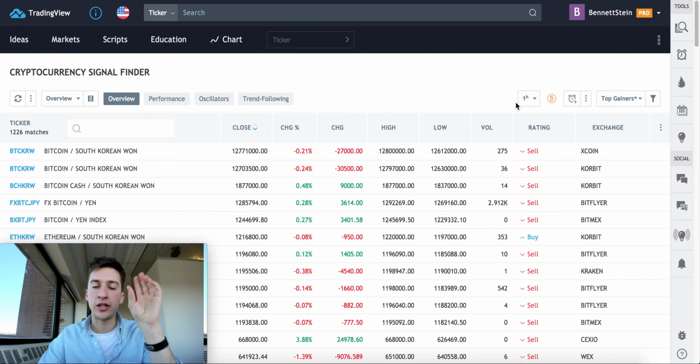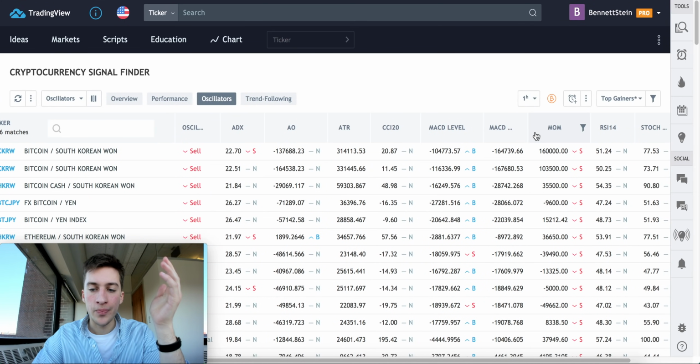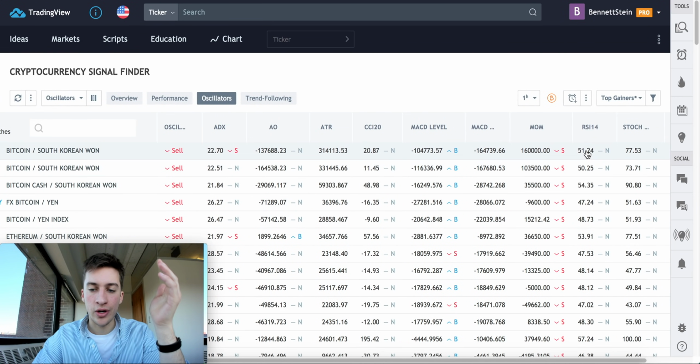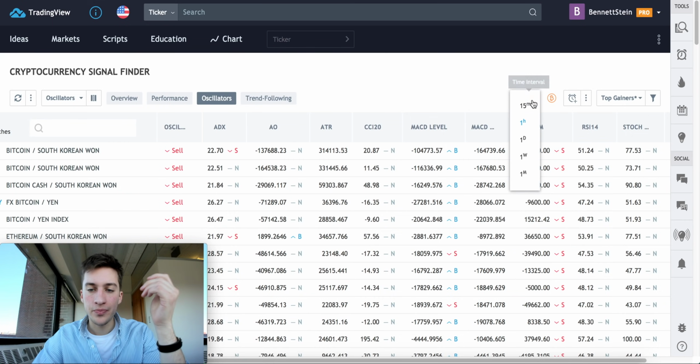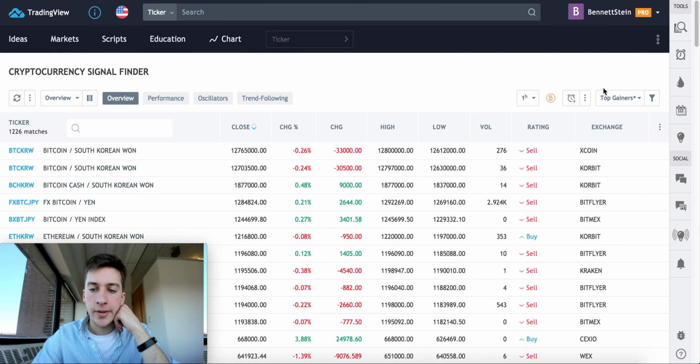But it means something completely different when we talk about the indicators. So if I hit oscillators and I'm on the 1 hourly, these RSI values are calculated based on the 1 hour period. If I hit 15-minute, these RSI values are going to be calculated based on the 15-minute period. So let me go back to overview.